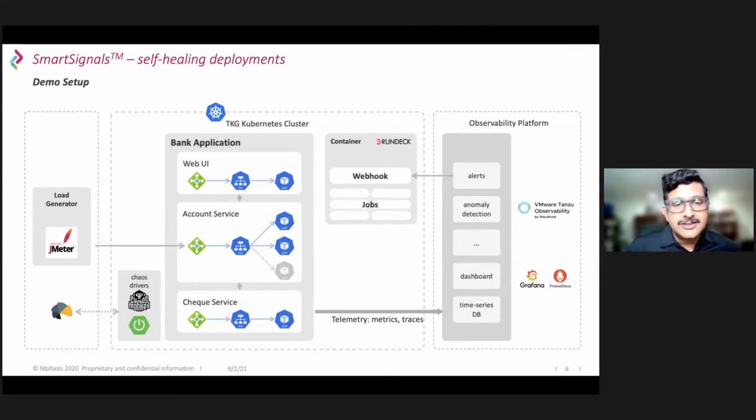So the demo consists of the following components. We have a Tanzu Kubernetes Grid cluster where we are running a sample application. In this case, we are running a web bank application. It has a web UI, account services and check services. The way we have structured this application is to have the web application run in its own pod, and have the account service and check service on different pods.